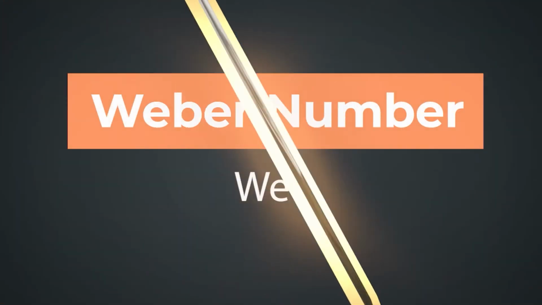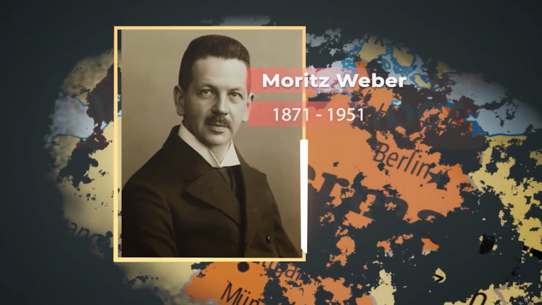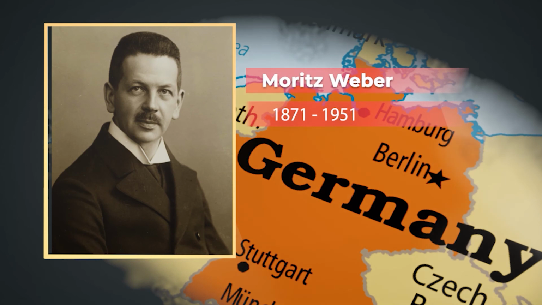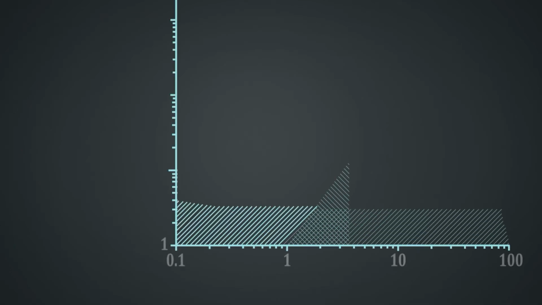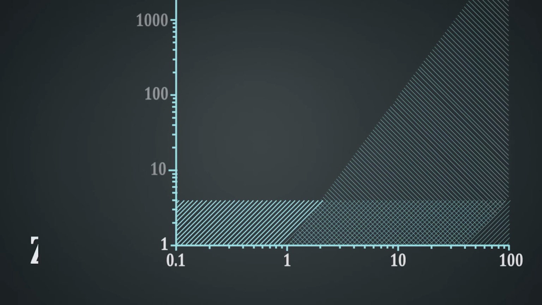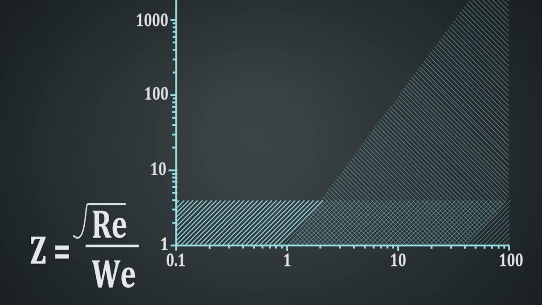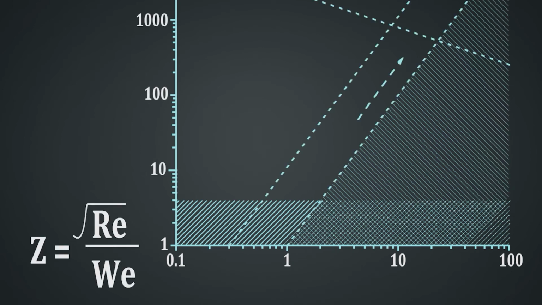Weber number. This ratio is named after Moritz Weber, a German engineer famous for his works in similarity and two-phase flow. This ratio shows how important is the inertial force to surface tension. The Weber number is crucial when analyzing the formation of bubbles and droplets.